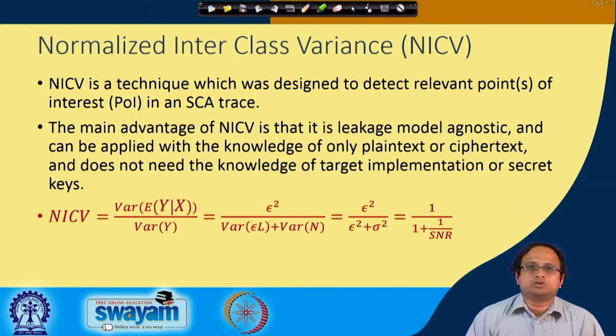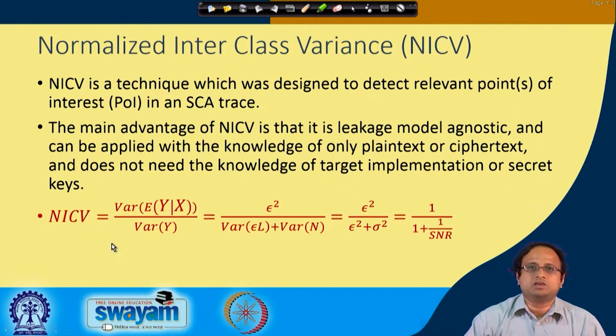Now, NICV, as I defined, was the variance of E[y given x] divided by the variance of y. The numerator is again epsilon square, exactly as we have seen previously, and for the denominator we have the variance of epsilon L plus the variance of n. The variance of epsilon L is essentially epsilon square, remembering that the variance of L is 1, and the variance of n is sigma square. So, you have epsilon square divided by epsilon square plus sigma square, and if you divide the numerator and the denominator both by sigma square, you get the numerator as SNR and the denominator as 1 plus SNR, that is, 1 divided by 1 plus 1 by SNR.